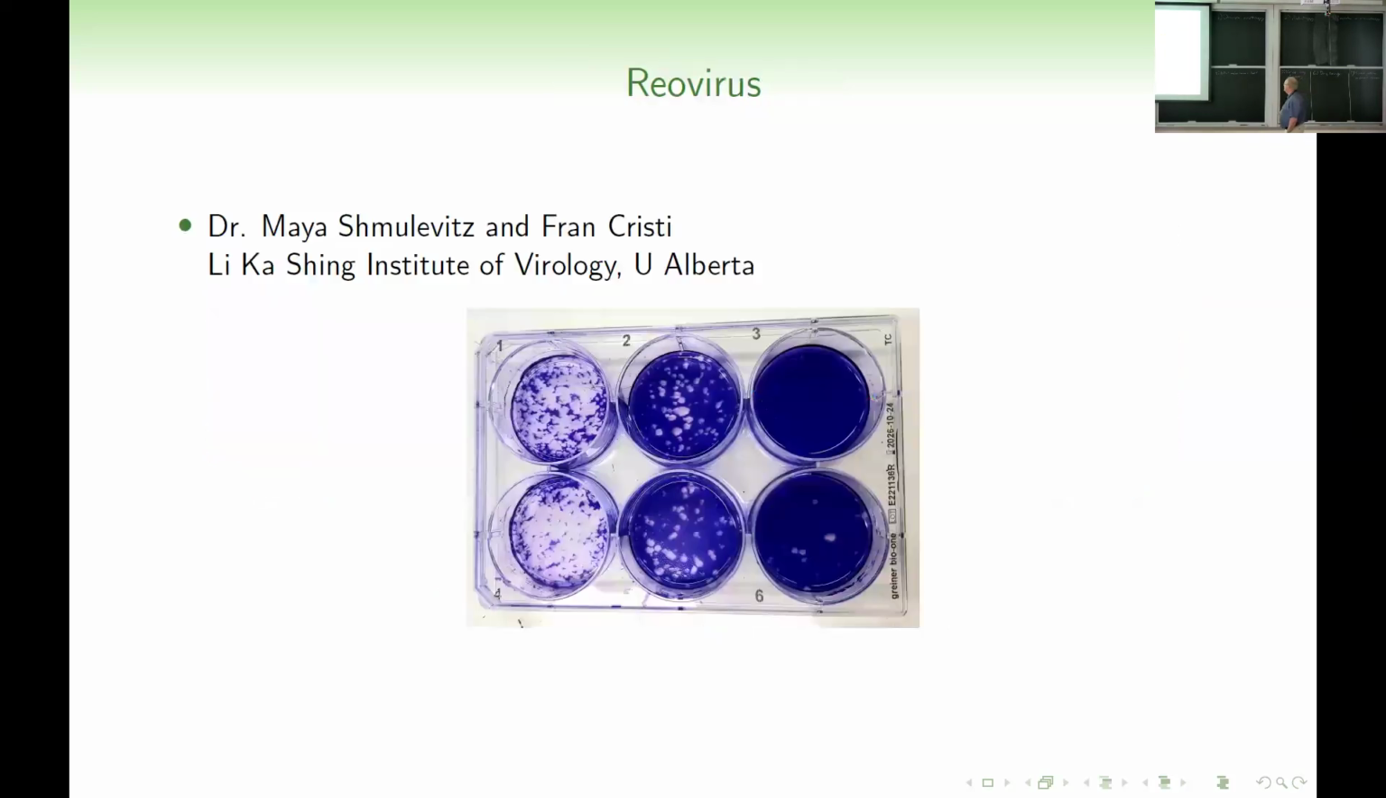Anyway, so then comes Maya Shmulevitz. She's at the Li Ka-shing Institute of Virology at the University of Alberta, and she designs reoviruses for oncolytic virotherapy. So she takes reoviruses, she does mutations, increasing the burst size, increasing the binding rate, et cetera, and designs the efficiency of these viruses.